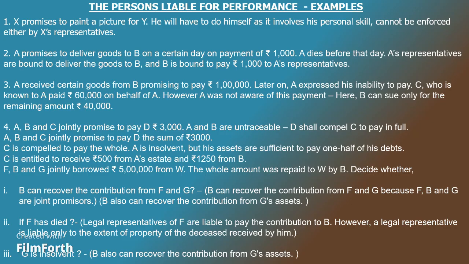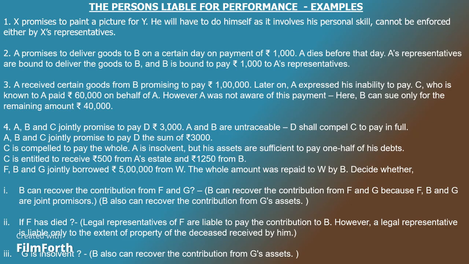Any one promisor may be compelled to pay and the loss may be shared by the others in the case of default. A legal representative is liable only to the extent of property of the deceased received by him. Example. Mr. A, Mr. B and Mr. C jointly promise to pay Mr. D Rs. 3,000. Mr. A and Mr. B are untraceable. Mr. D shall compel Mr. C to pay in full.